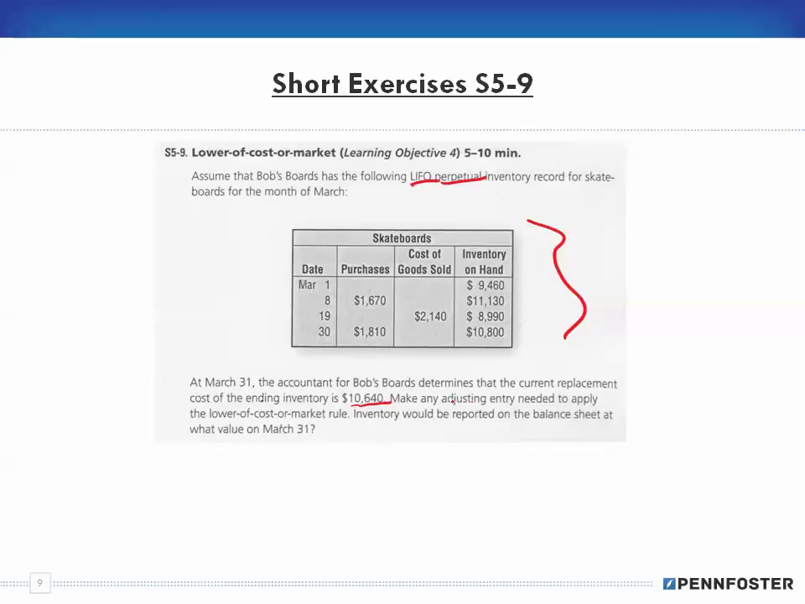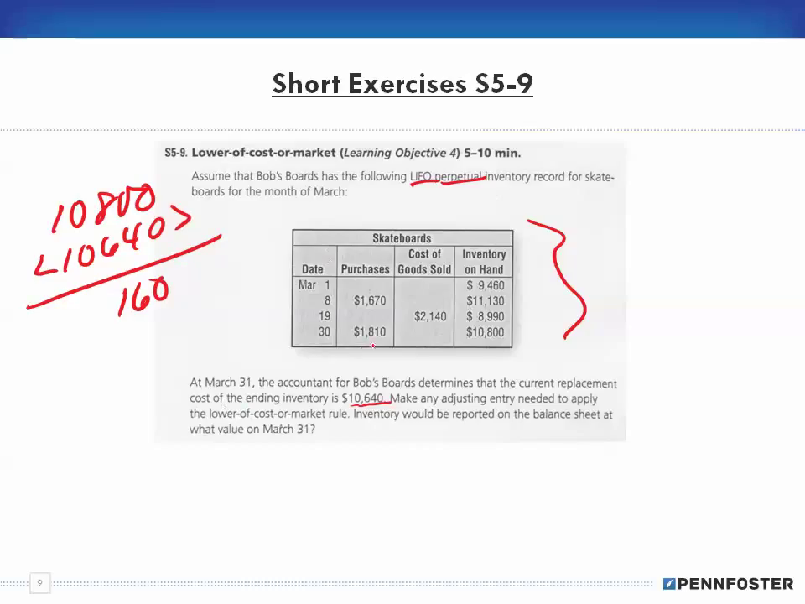So before we can make the adjusting entry, we have to figure out what the value should be. If our books are showing 10,800 and the replacement cost of the inventory is 10,640, the difference between the two is $160. So we're going to adjust our inventory down because it's overstated. It's 10,800. That's more than 10,640, so we're going to adjust it down.